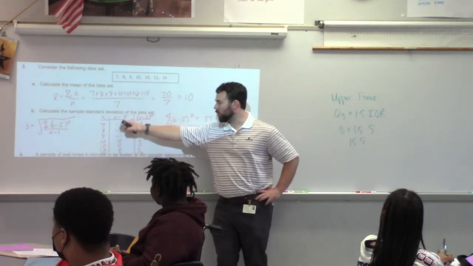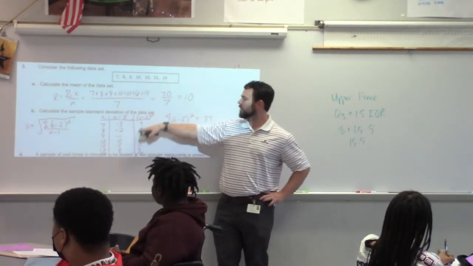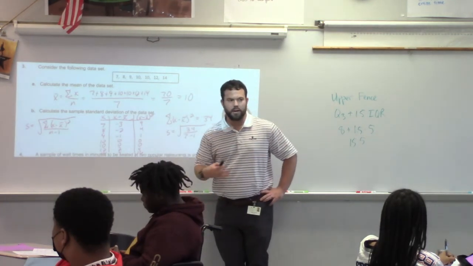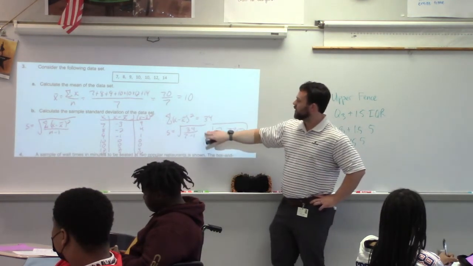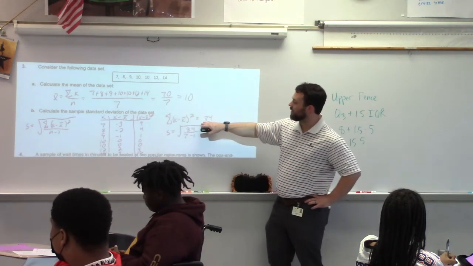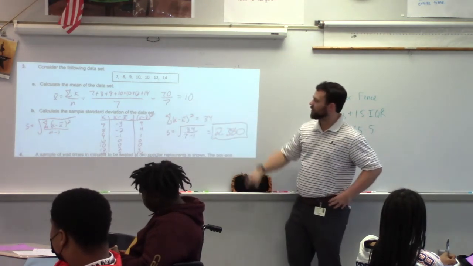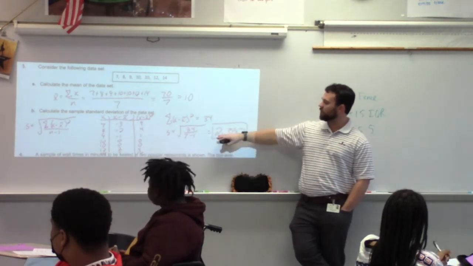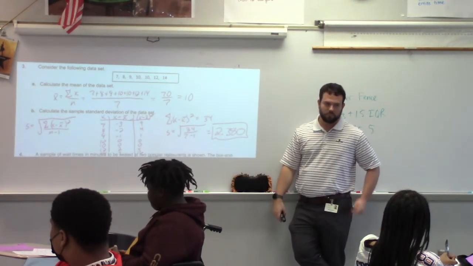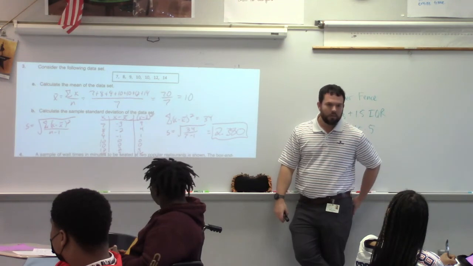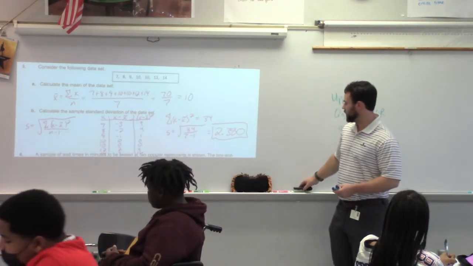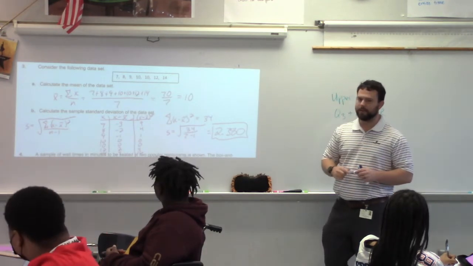Not yet. I'm talking about what did I do to these deviations to get these? You squared them. I squared them. Right? I had to square them to make them all positive. Then I found my sum. Notice how I even wrote the sum of x minus x bar squared is 34. Substituted everything in and used the calculator. One of the biggest mistakes students made was they forgot to take the square root. Make sure you do that.